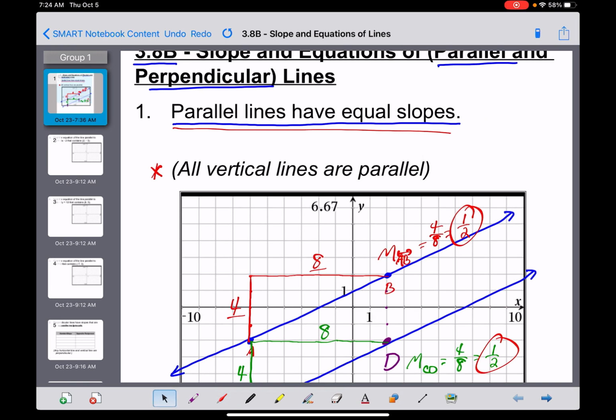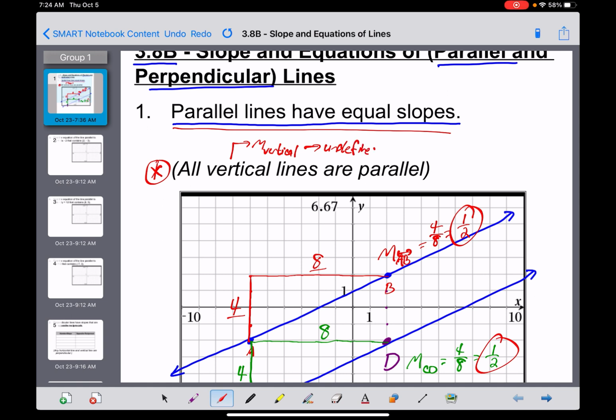So that's where this statement comes from, guys. Parallel lines have equal slopes. I said we'd come back and talk about this in a minute. We feel the need to put this statement here in parentheses. All vertical lines are parallel because technically vertical lines don't have slopes, if you recall. The slope of a vertical line, which we talked about in section 3.8a, is undefined.